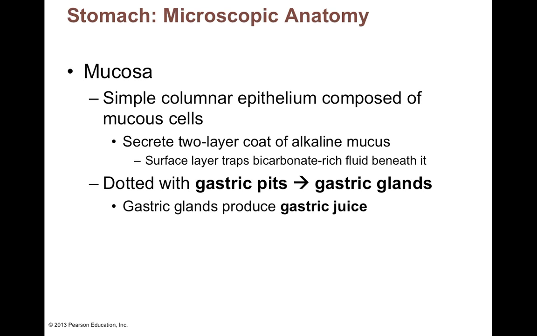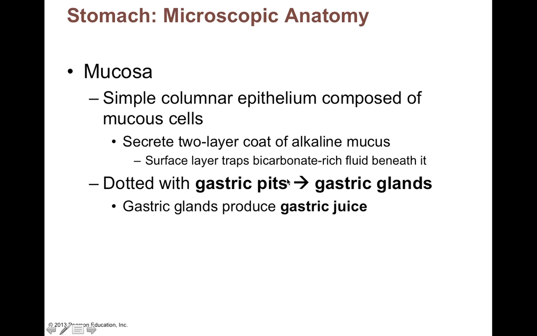So you can imagine that there's going to be lots of mucus cells in the stomach wall that make a nice protective layer of mucus there. And they secrete a 2-layer coat of alkaline mucus. That actually makes a lot of sense, right? Because if your stomach acid is a pH of 1, you want to have a mucus that's kind of basic. That way it forms a nice protective barrier there, right?